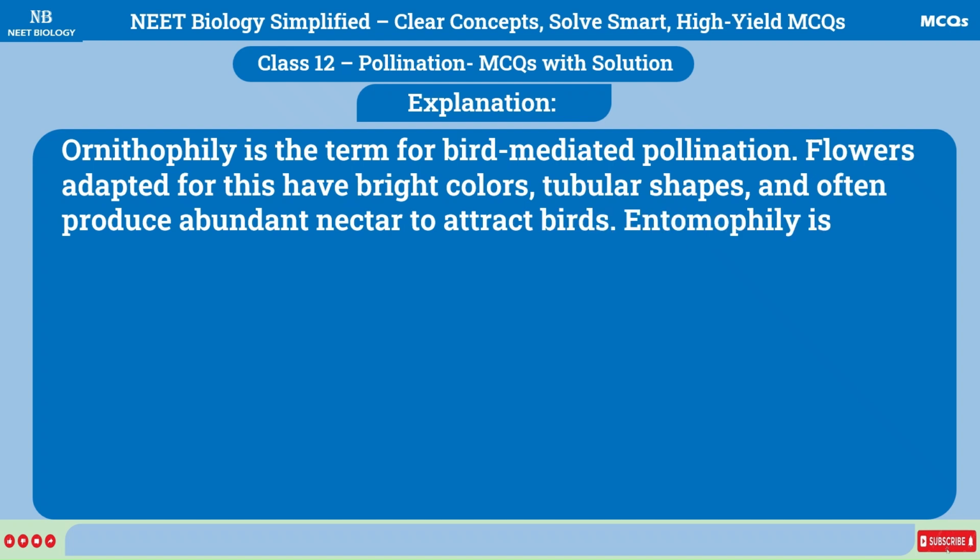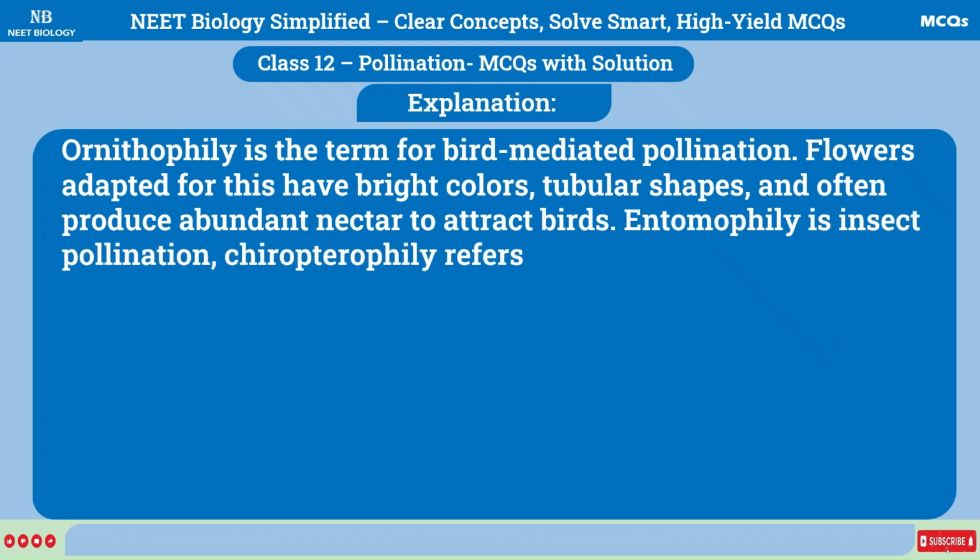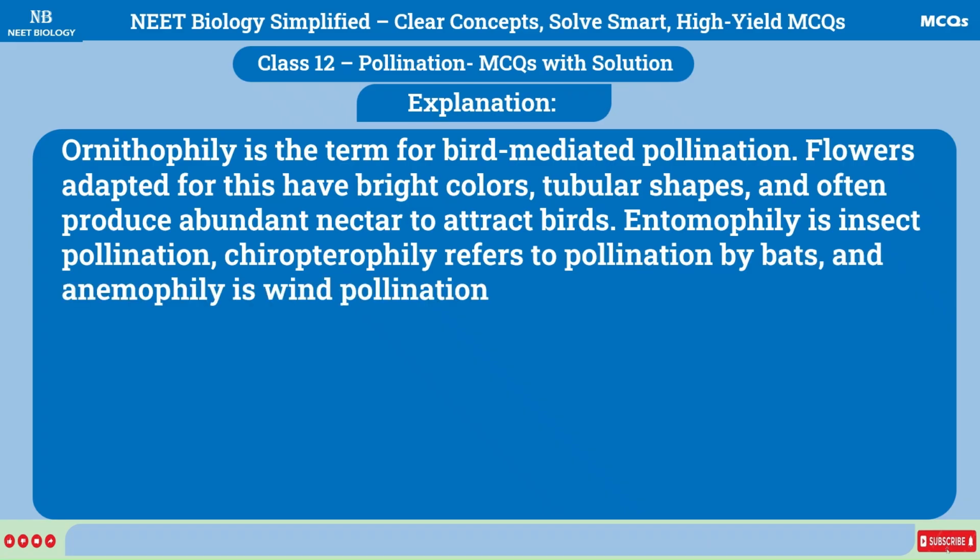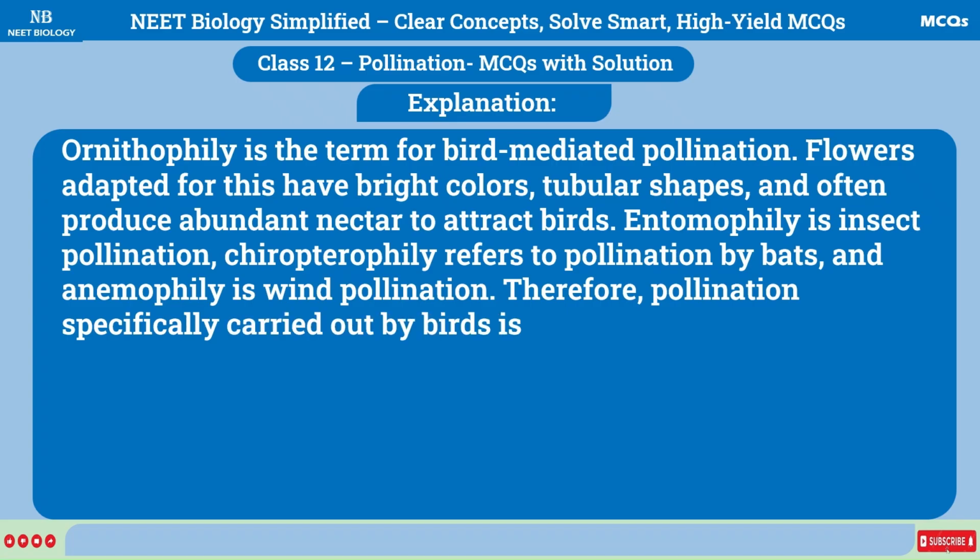Entomophily is insect pollination, Chiropterophily refers to pollination by bats, and Anemophily is wind pollination. Therefore, pollination specifically carried out by birds is correctly termed ornithophily.